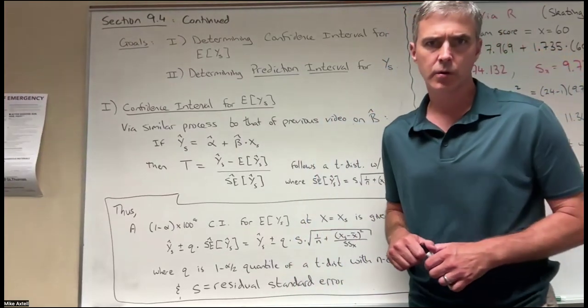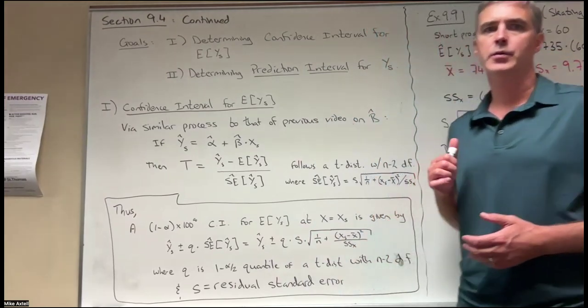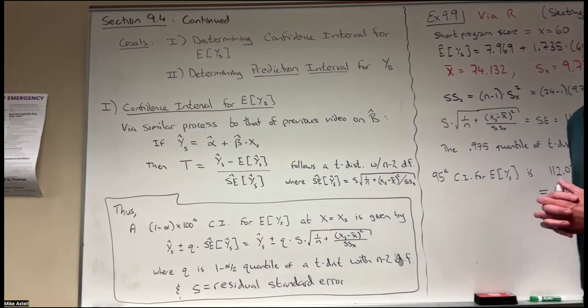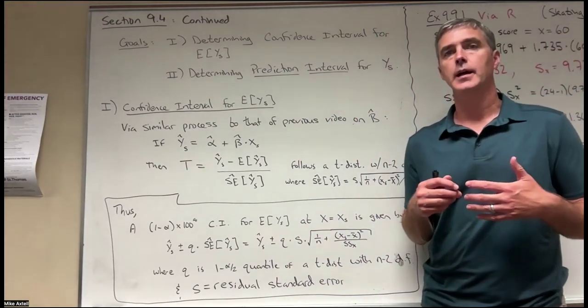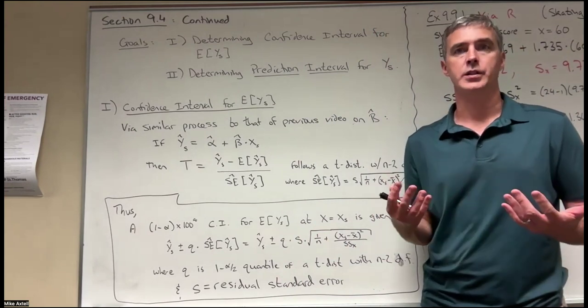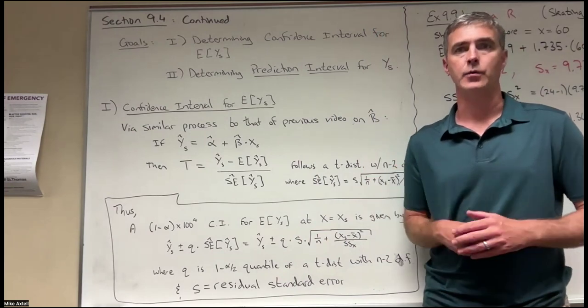Okay, so in this video, we're going to continue with section 9.4. Now in the previous video, we found confidence intervals for the coefficients of our linear model, our slope and our intercept, beta hat, alpha hat, all right?